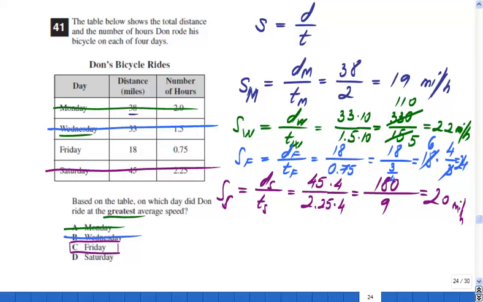You guys can fill this in with whatever you think the reason was. But this is it, okay? This is the way you solve a problem that requires you to find the greatest average speed, or the average speed in general: distance over time.